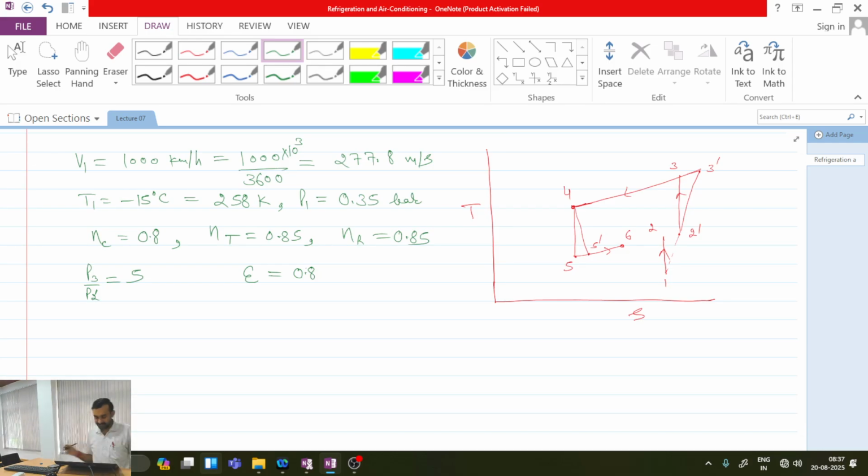Pressure drop in the heat exchanger. Now delta P. So for heat exchanger, let me write Hx. Delta P heat exchanger is 0.1 bar. All are clear with this?